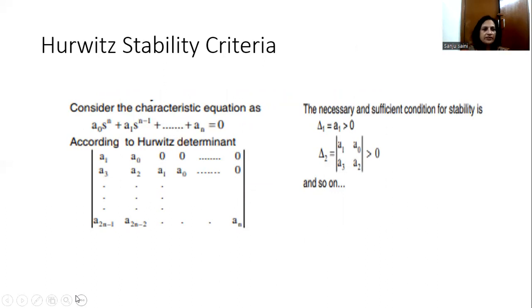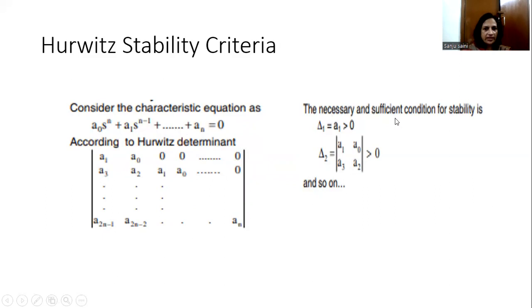In case the system characteristic equation is given as a naught s to the power n plus a1 s to the power n minus 1 and so on, then we define a Hurwitz determinant like this. First of all, it is written a1, a naught, then a3, a2, a1, a naught, then up to a2n minus 1, a2n minus 2, up to an. First of all, we'll form the Hurwitz determinant in this manner.